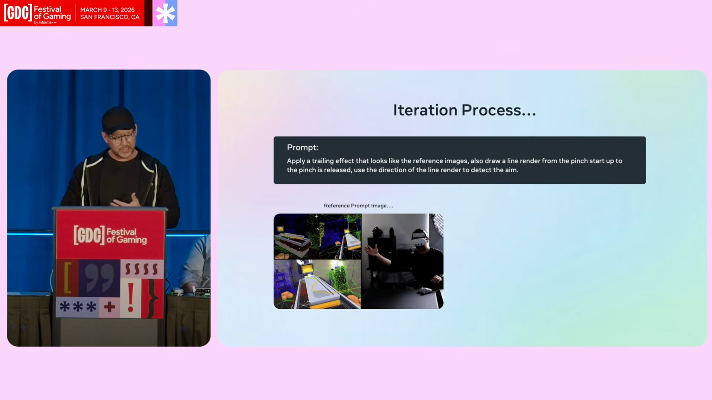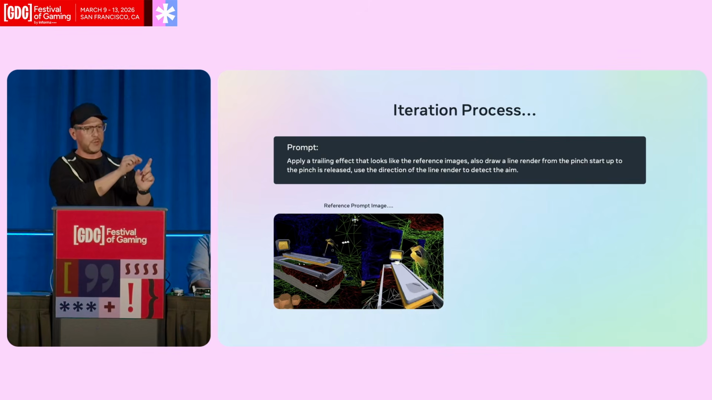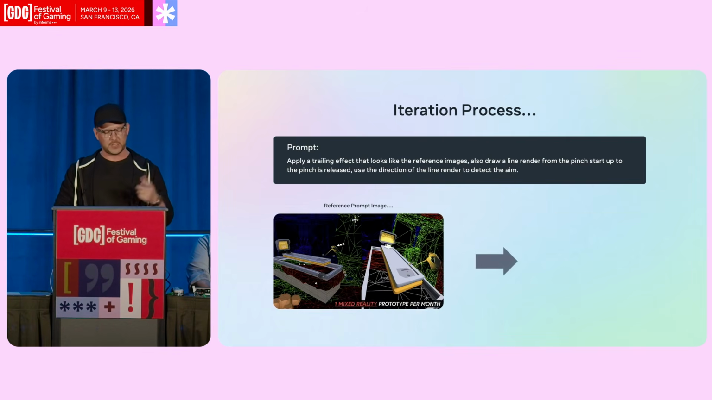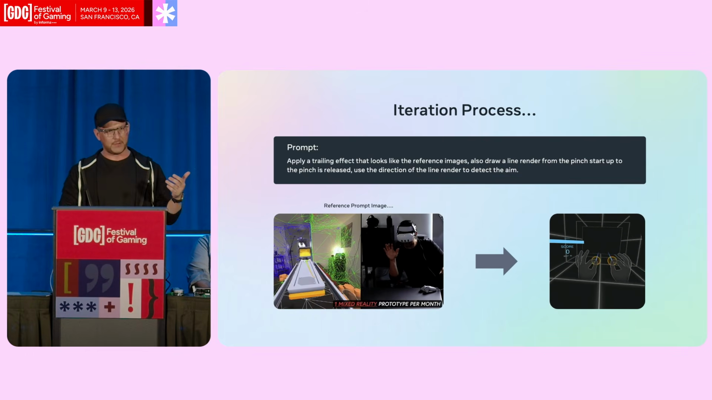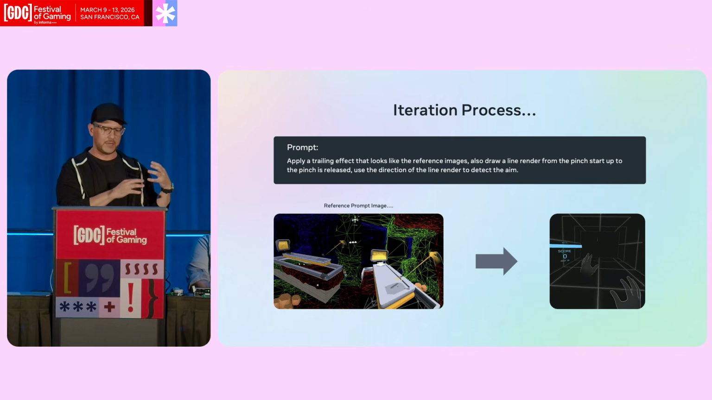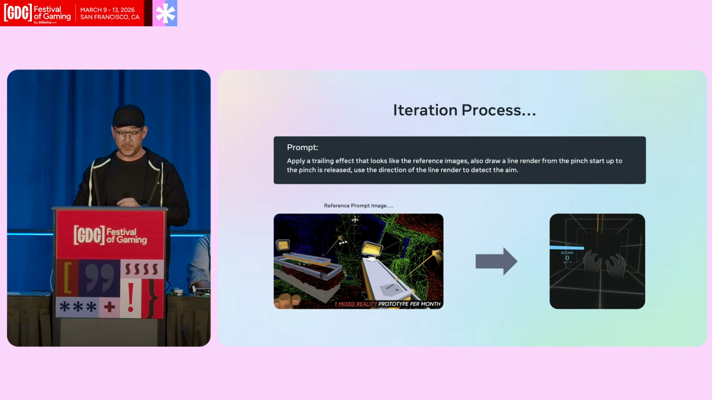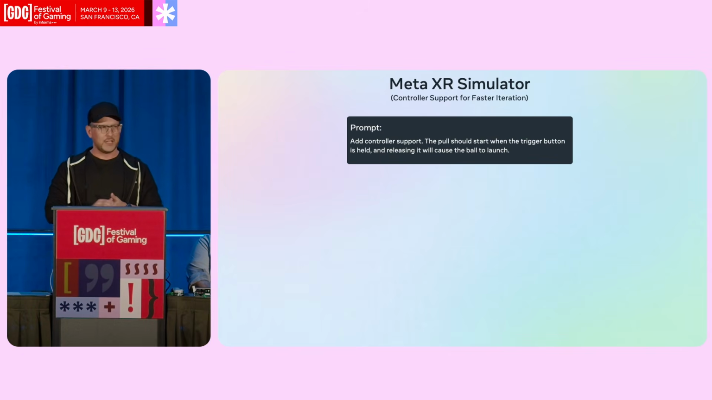I said, apply the trailing effect that looks like the reference images. Also draw a line at the starting point. And using that prompt plus the reference image, it created this. And now it's like, okay, now I have a skeleton. I have the game mechanic that I wanted. I have the look and feel that I'm looking for. So, iterated approach. Now if I go next, I also wanted to be able to iterate faster.